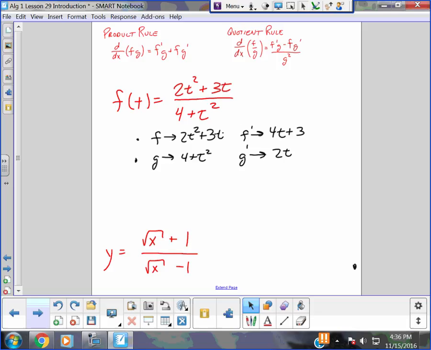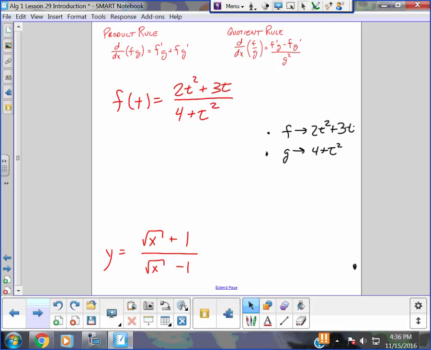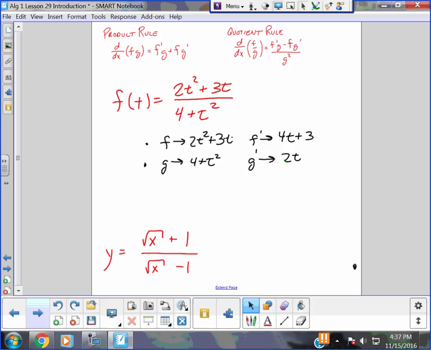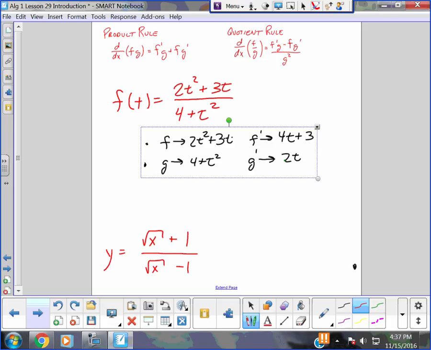And you notice, once I make that choice, I just take the derivative of those two functions. The derivative of 2t squared plus 3t, right here, is 4t plus 3. And the derivative of 4 plus t squared is simply 2t. All right? Now it's just plug and chug.